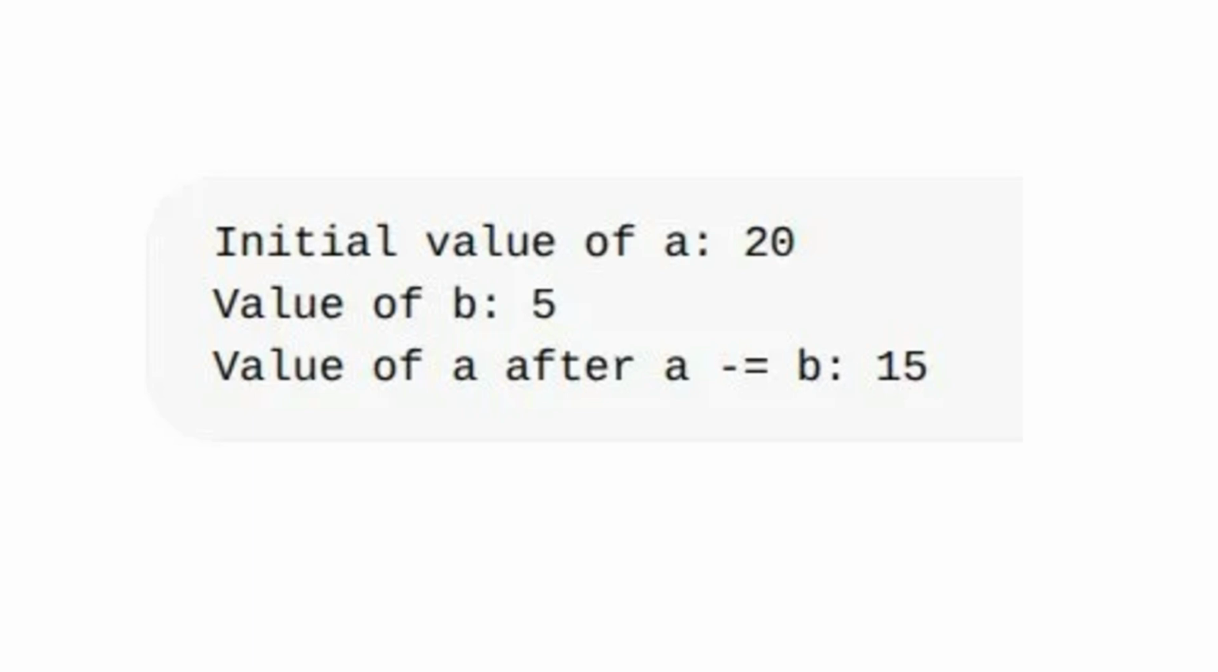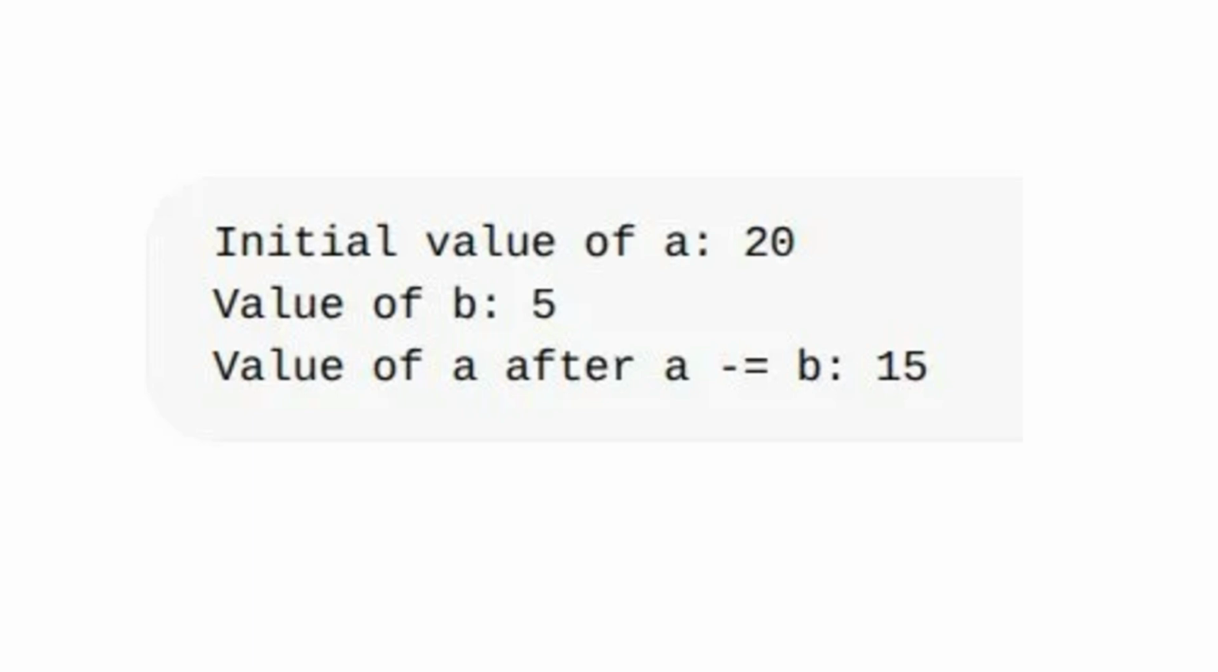All right, here's the output of our program on the screen. Let me quickly walk you through it. First, you can see initial value of a, 20. That's the starting value we gave to a. Right below it, value of b, 5. That's our second variable. Now look at the last line. Value of a after a -= b, 15.